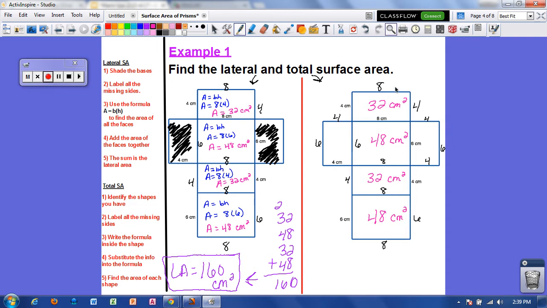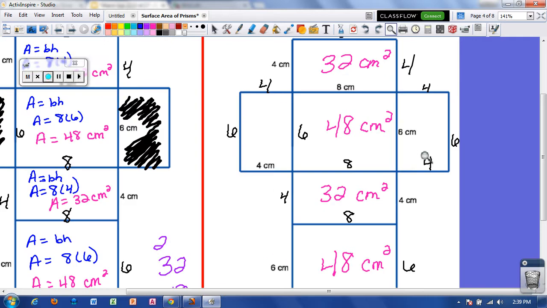Okay, now I am going to zoom in. Now I want to find the area of each of these. So we've got rectangles, so area equals base times height. Area equals a base of 4 times a height of 6. So the area equals 24 centimeters squared. And since I know this rectangle is exactly the same, I can go ahead and say this is also 24 centimeters squared.